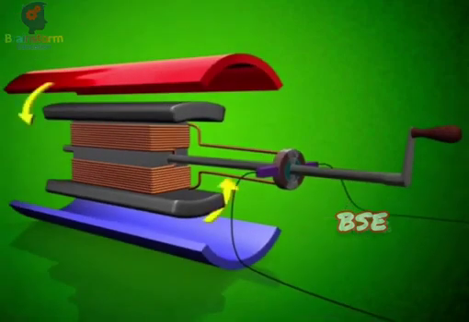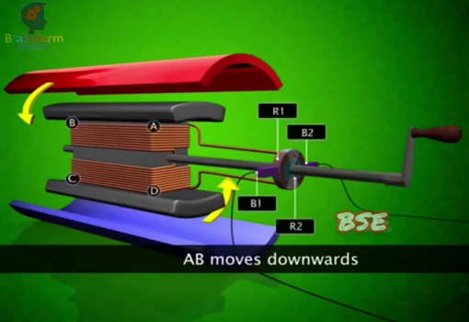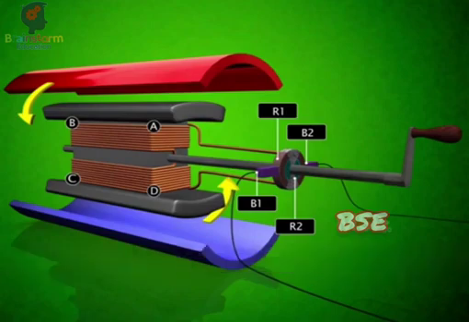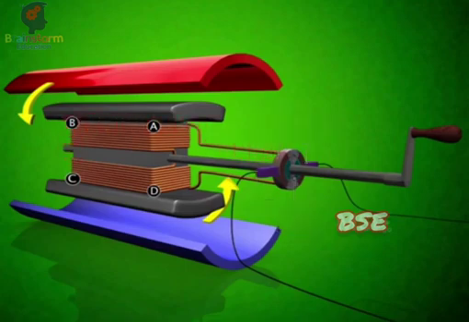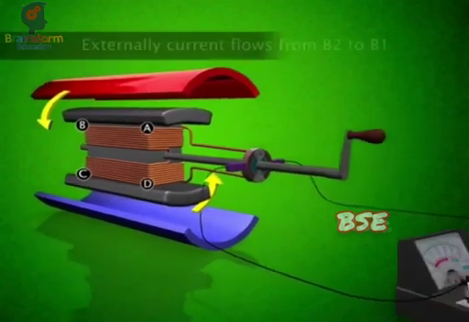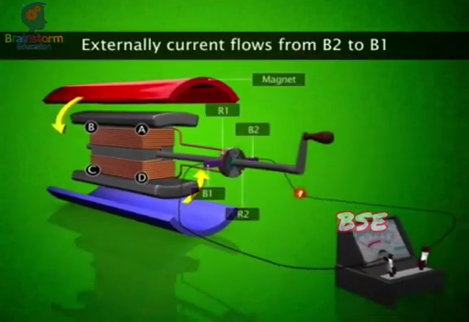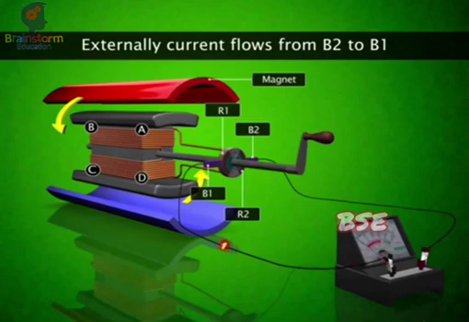When the coil rotates, then arm AB will move downwards, and arm CD will move upwards. The current will flow in the direction DCBA and onwards to R2. Externally, this current flows from B2 to B1, since R2 is in contact with B2.